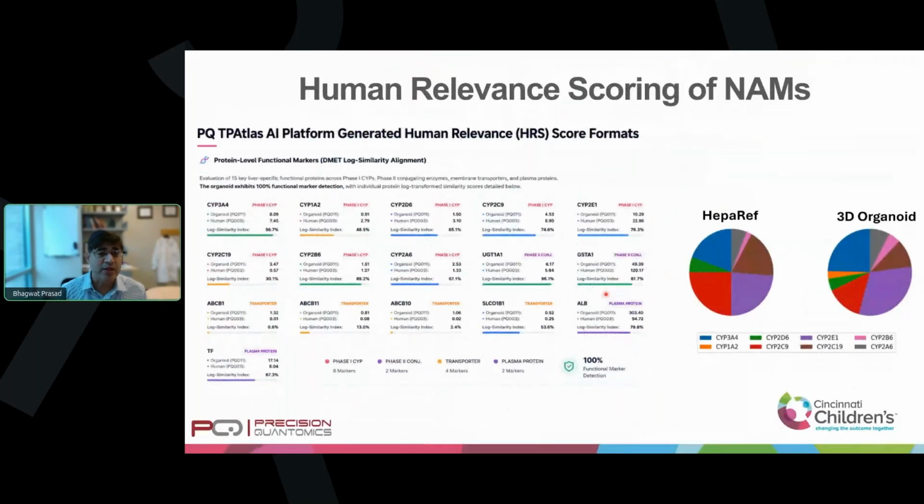So what we can do is compare with this HAPRF, or the reference product, these 3D organoids. These are 3D organoids derived from primary cells, and we can develop these human relevance scores. So with the PQTP atlas, we can generate the human relevance scores, and this human relevance score will allow us to see how close they are at the individual protein level or individual pathway level, and whether all functional markers are present there or not, and can basically advance this NAM characterization through the human relevance score.